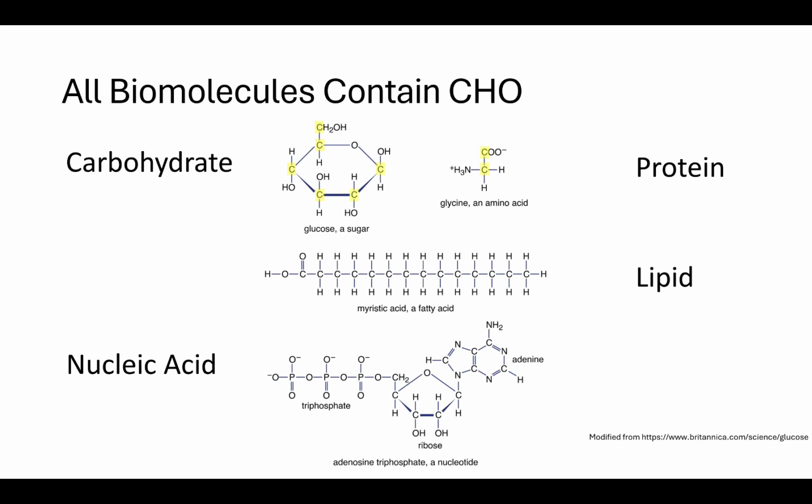Then lipids, like what you see in the middle, this is a fatty acid. Notice it also has a central carbon core, and then the nucleic acid on the bottom, that is an ATP nucleotide, and notice it also has a carbon core as well. Then notice we have hydrogen in each of these molecules, and then we also have oxygen in each of these molecules. You may have noticed that the protein, so the amino acid, and the nucleic acid have nitrogen, and then the nucleic acid has phosphorus, and we're going to talk about each of those in a little bit.